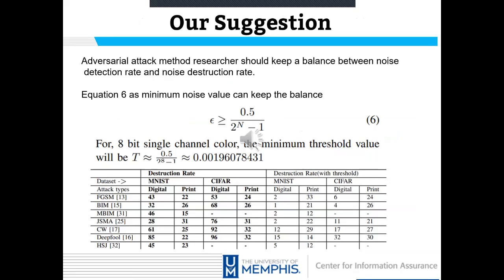This is why we suggest to use a minimum noise that could keep the adversarial attack better in the practical field, while the environmental factor does not destroy it as much. We came up with this equation where the noise value is 0.5 by 2 to the power n minus 1. N is the bit number of an image. So we can see if the image has better noise than this, there's a better survival rate in the environmental factor.